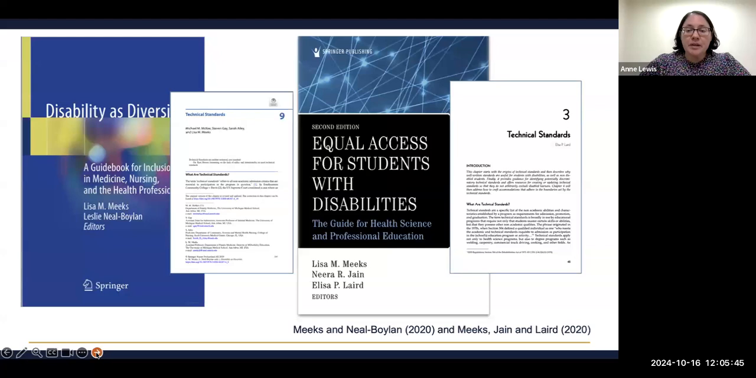We also drew from 2 seminal books on the topic of disability access in health professions education, including Meeks and Neal Boylan's Disability as Diversity, specifically using the chapter on technical standards from McKee, Ailey, Gay, and Meeks, and the Meeks and Jane Laird 2020 book, Equal Access, using Elise Laird's chapter on technical standards. The Equal Access book is now available for free download. Links to both books are in the chat and on the notes page in YouTube.